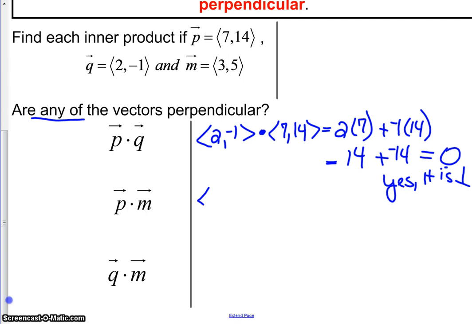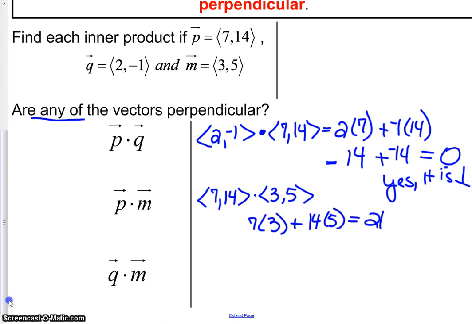Now we're moving down here a little bit to the next question, which is P times M. So let's write down P and M. P is 7, 14. M is 3, 5. Corresponding parts, we're going to take 7 times 3, and then add that to 14 times 5. 7 times 3 is 21. 14 times 5, I believe it's 90. I've got to go check that on my calculator really quick. 70, excuse me. So my answer in the end is 91. Well, 91 means nope, they're not perpendicular. Only if it was equal to 0 would it be perpendicular. There's only that one option.